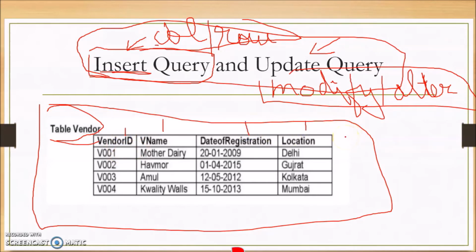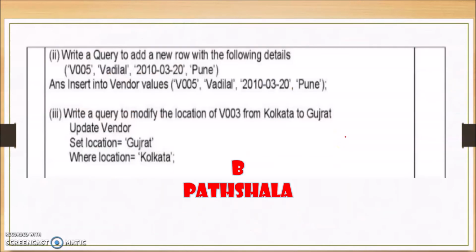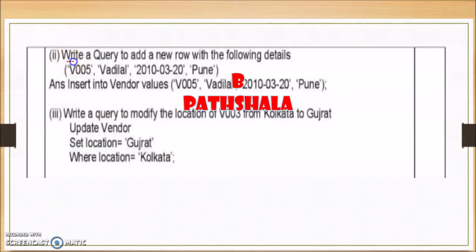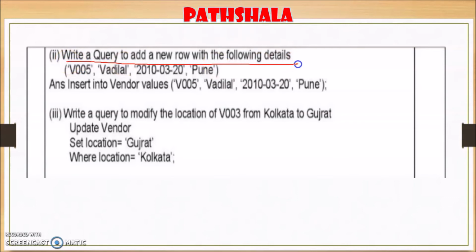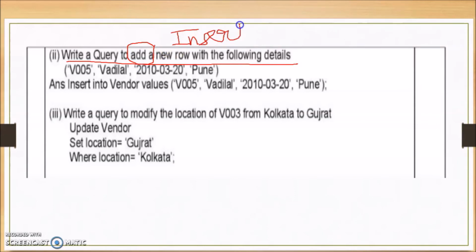Now the questions on the basis of these queries. It is written: write a query to add a new row. If it says add, what query should we go with? We should go with the insert query. So how to apply insert? Insert into. Always remember, into is a keyword which is always used with insert. Insert into where? Vendor.